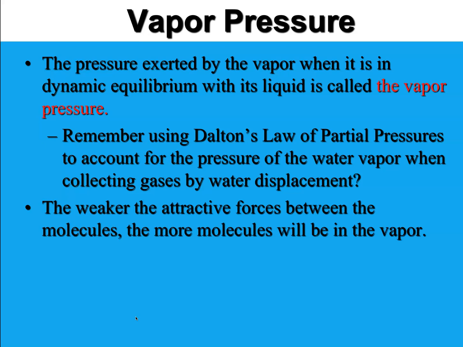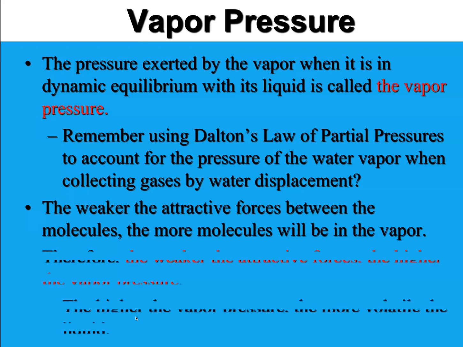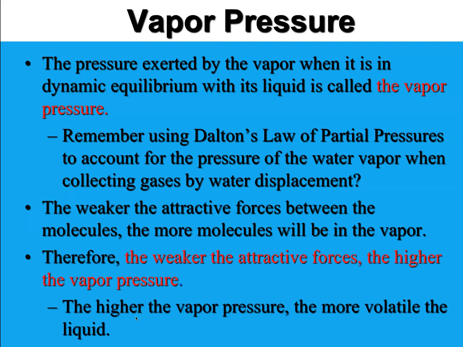The weaker the attractive forces between molecules, the more molecules will be in the vapor state. So higher vapor pressure when you have a weaker IMF involved. As we just said, weaker attractive forces, higher the vapor pressure. Higher the vapor pressure, the more volatile the liquid. So just to say something is volatile, okay, that fits with having a low boiling point.